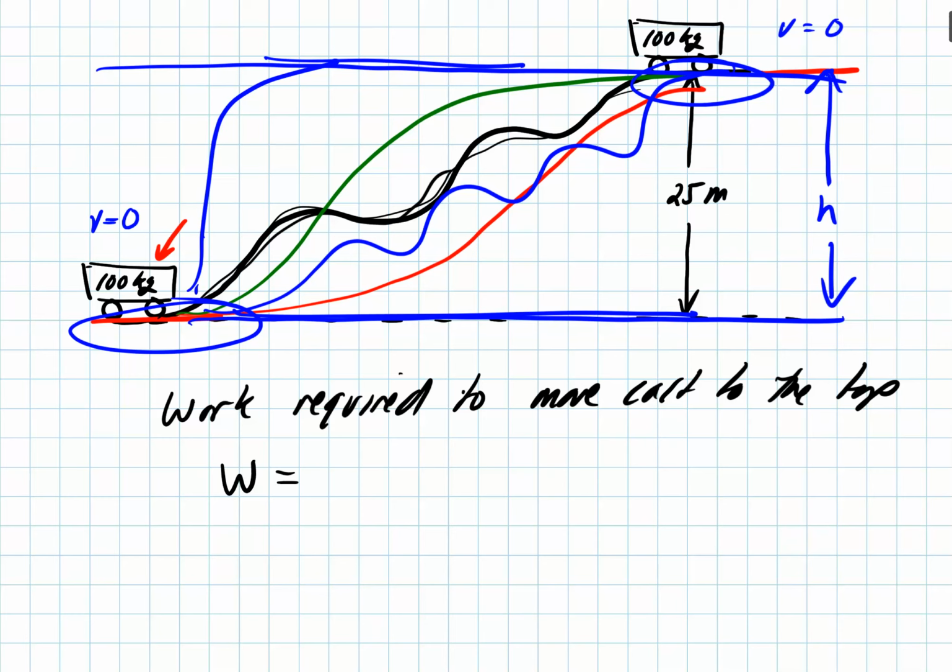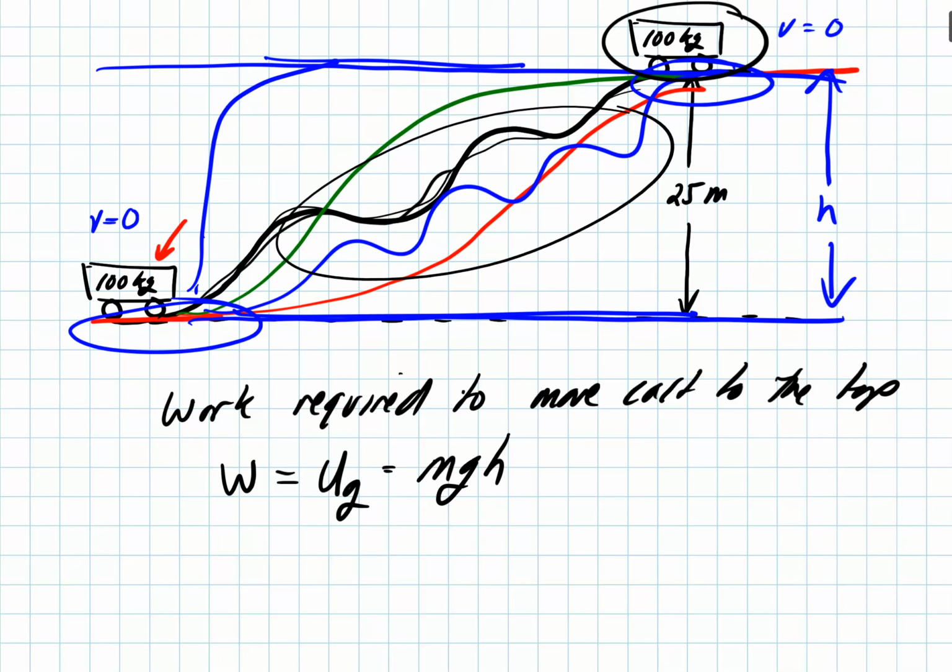So this is actually a really, really easy problem because the work that you're going to have to do is going to equal basically the gravitational potential energy this thing has when it's up at the top. And that's simply going to be mgh. You don't need to know anything about the way you went. I know it's getting kind of crazy.